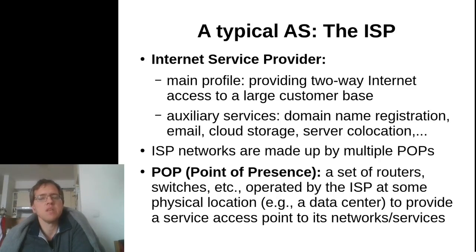Let's see a typical AS, like a typical ISP, just for us to maybe have a mental picture of what's going on. When we are talking about an ISP, the ISP is of course a typical autonomous system. This is an internet service provider. Most of us actually have a contract with one ISP or another to connect to the internet. The main profile is providing two-way internet access to a large customer base: individual customers, small office, home office customers, enterprises, etc.